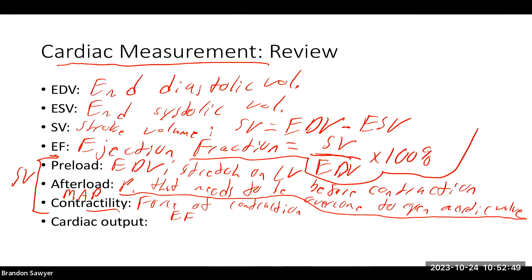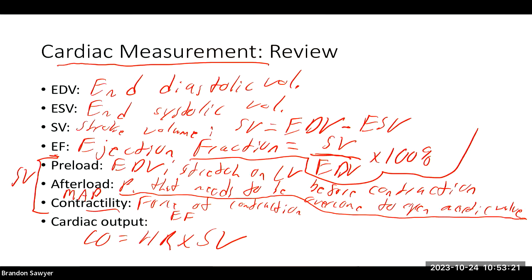Okay, and then cardiac output. This is just the amount of blood coming out of the heart every minute. But what would be our equation for that one? How do we calculate cardiac output? You guys remember? There we go. So cardiac output equals heart rate times stroke volume. Perfect. Cool. Okay, so any questions about these terms and these volumes or measurements before we keep going here?